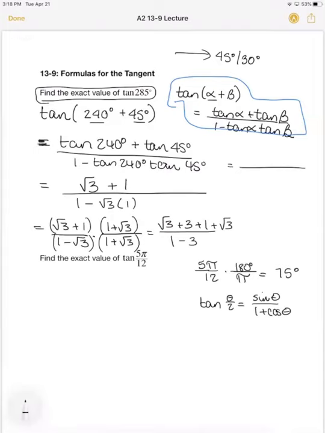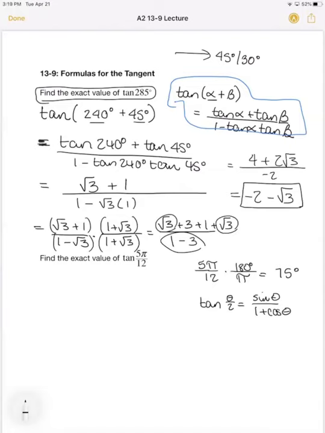And so I have 3 plus 1. I have 4 plus, now √3 plus √3 is 2√3. And in my denominator, I have 1 minus 3, which is -2. So let's just split this up, and I get -2 minus √3. That is the tangent of 285 degrees. -2 minus √3.